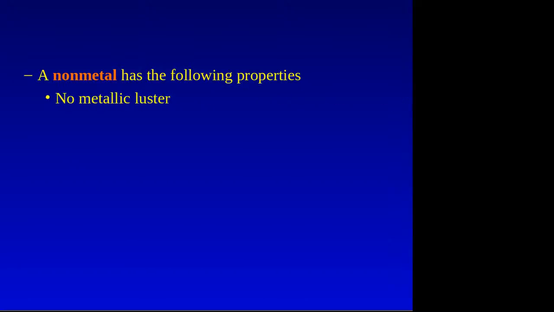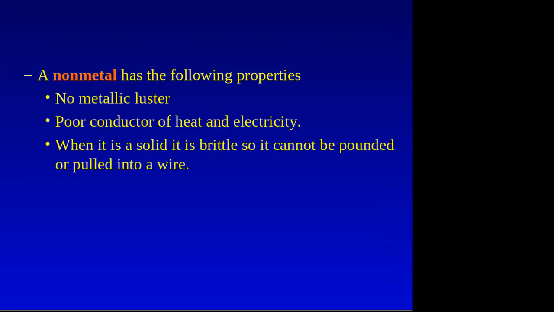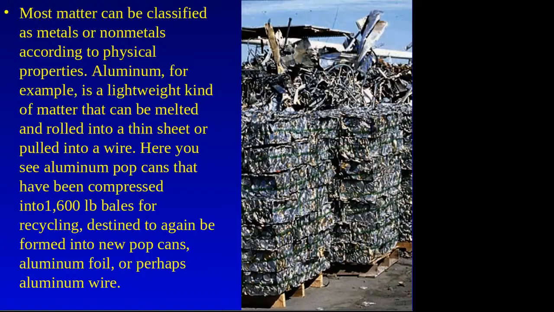So non-metal has no metallic luster. It's a poor conductor of heat and electricity. And when it's solid, it is brittle, so it cannot be pounded or pulled into a wire. Most matter can be classified into metals or non-metals according to its properties. So notice we went from the physics viewpoint where this has mass and charge, and we're now saying, okay, there's a distinction between things with mass. And that first distinction is, are you metallic or are you non-metallic?